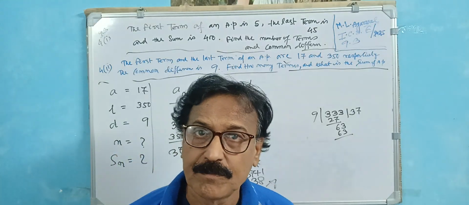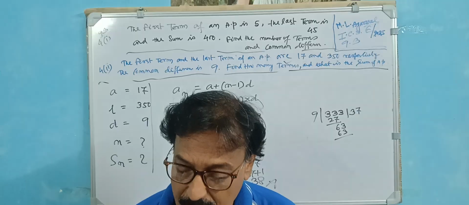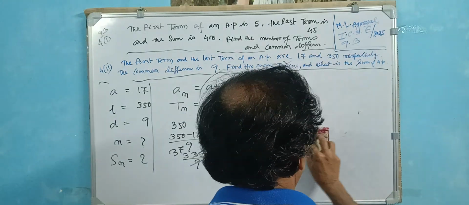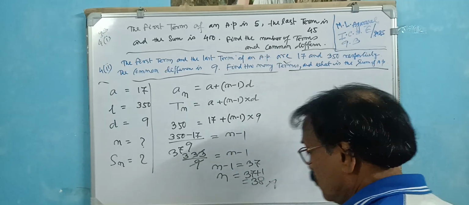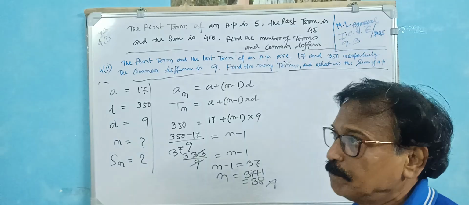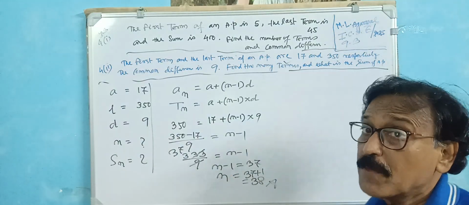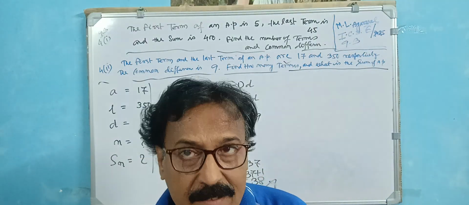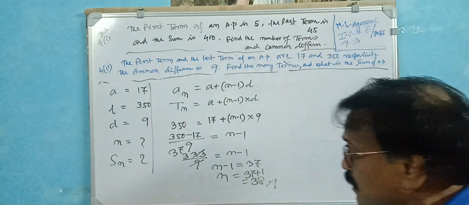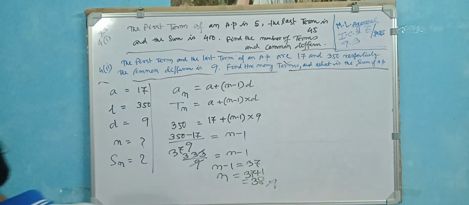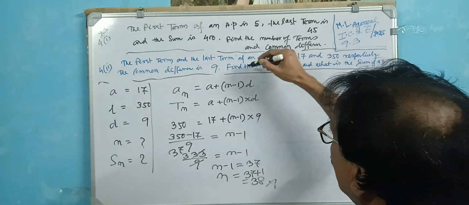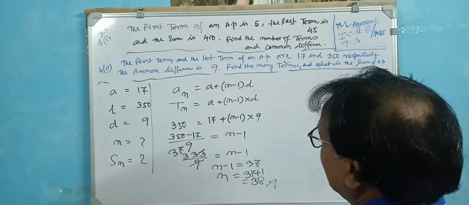Calculation must be done very carefully. When you calculate properly, you get full marks in two ways: first, the process is okay, and second, the answer will be correct if the calculation is okay. Now you get n is 38. So, find how many terms? The number of terms is 38.